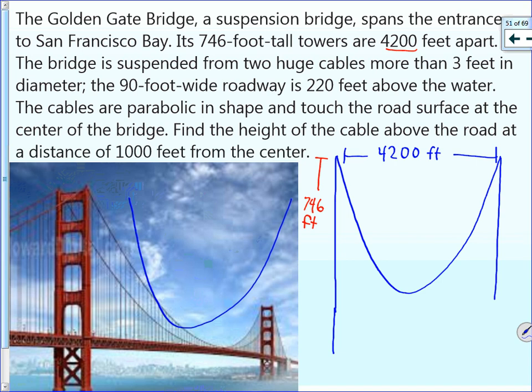You see that the roadway is not on the water, because that would be silly. It's a bridge, so it doesn't run adjacent to the roadway, it's above the roadway. So this distance here to here is not 746, but how much? 526, yep.